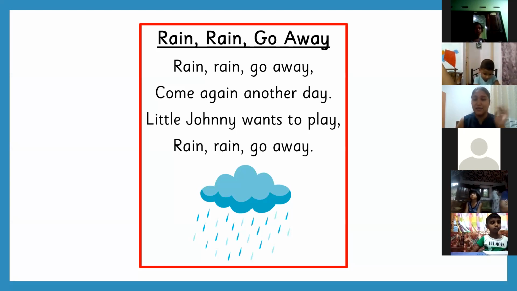This is the meaning of our poem. Okay. Then you can draw or paste a picture of the poem. And what you can do is draw a nice picture.